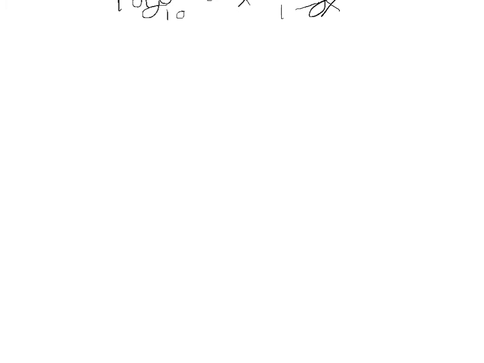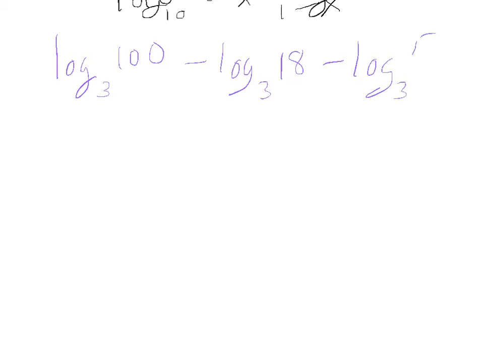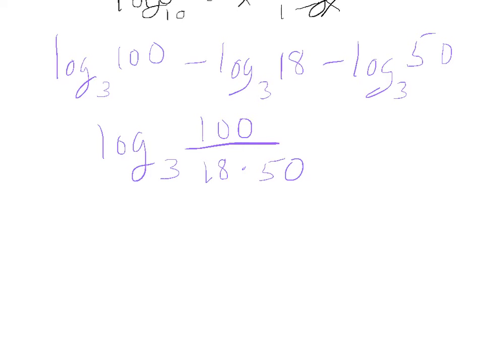Okay, Max, so here's your other one here. You have log base 3 of 100 minus log base 3 of 18 minus log base 3 of 50. So again, we're going to use our property of logs to make this into a single logarithm. So it would be 100 divided by 18, and we're also going to divide by 50.